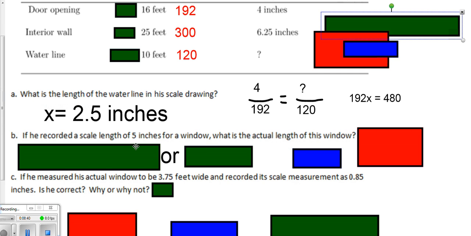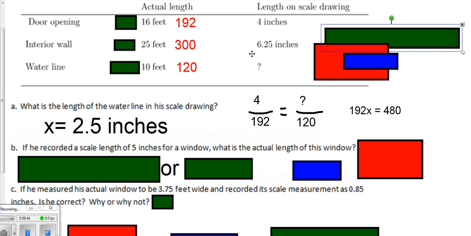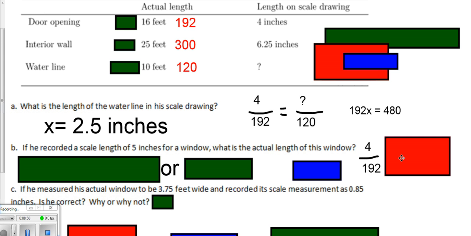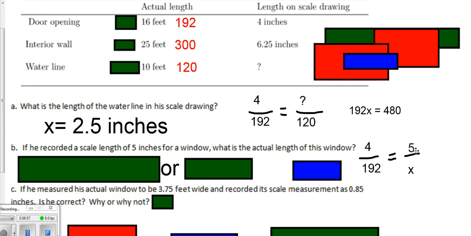If Pete recorded a scale length of 5 inches for a window, so that's on this side, our scale length, what is the actual length of the window? So we need to make another proportion. I'm going to use that same 4 over 192, like we did over here. In this case, though, I have the scale length, that number 5. What I don't have is the actual length. So on the bottom, that's going to be our unknown, that's going to be our x.